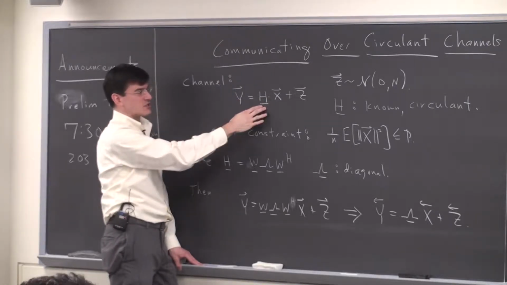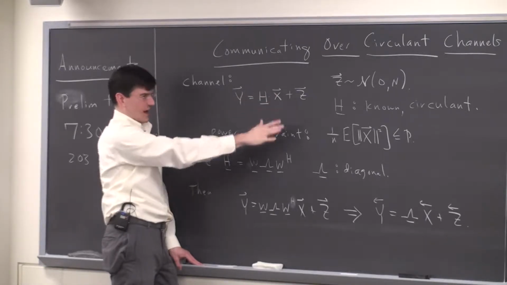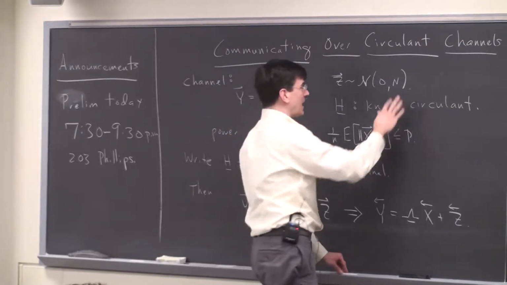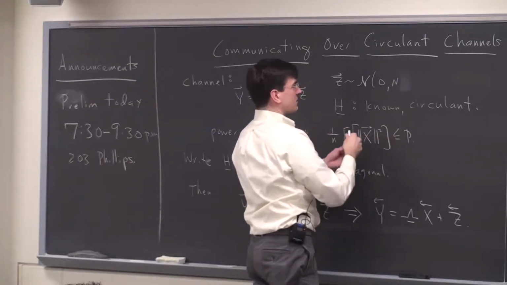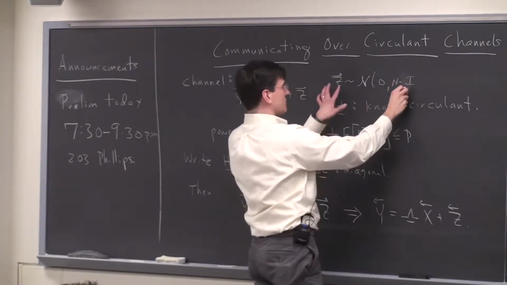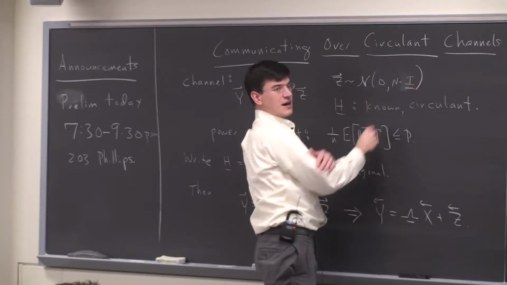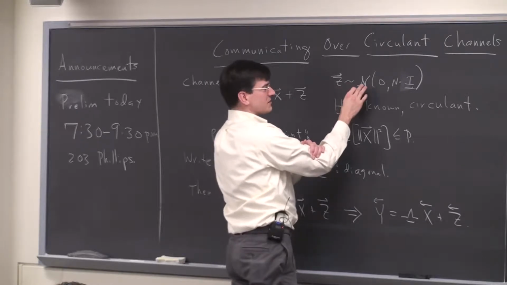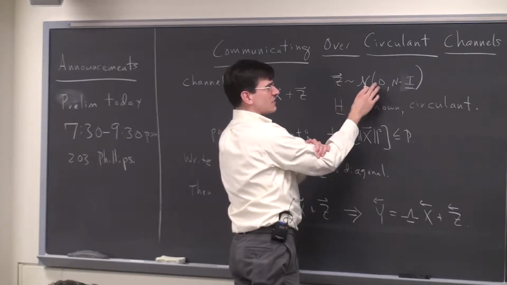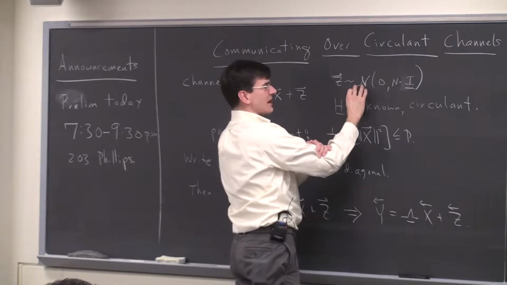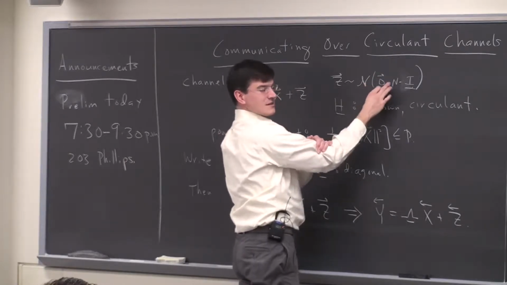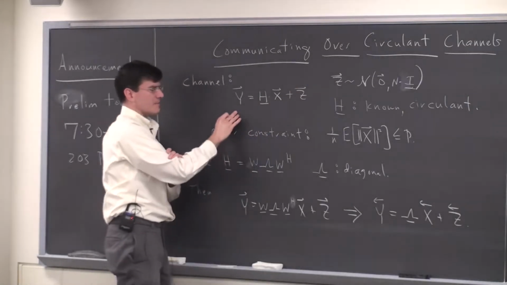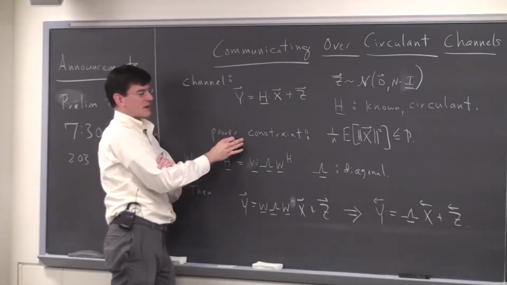And H, for now, is a known circulant matrix. z is IID Gaussian, zero mean, variance N. So the vector is Gaussian with a covariance matrix like that. You could say z is IID Gaussian zero mean variance N, or the vector is a Gaussian vector with zero mean and a covariance matrix of identity times N, either way. But what I had written there a moment ago was not quite right. And we have a power constraint on the input.